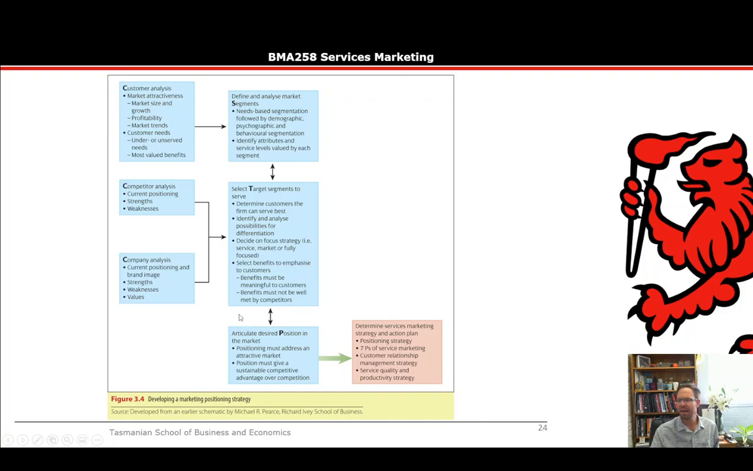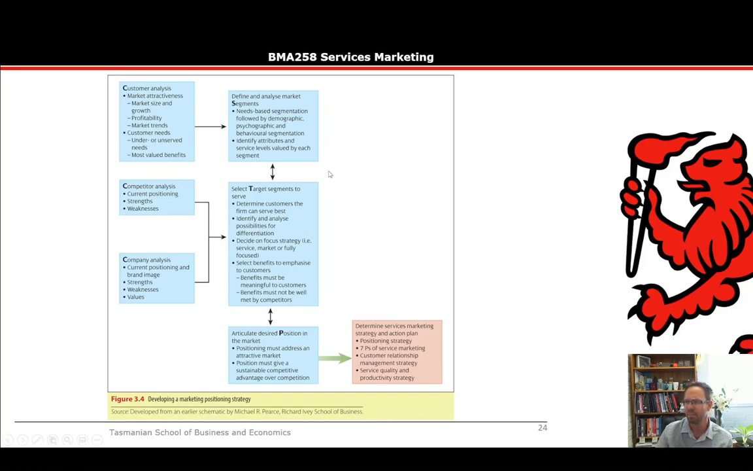Now we've got a model here about developing a marketing positioning strategy. It's just one model, but there's quite a lot of stuff in here. So we've got segmentation in the middle. I'm going to start in the middle because I like to be different. No, I think because this is the core. So in the middle we've got segmentation, we've got targeting, and we've got positioning, right? And this whole week is focused on positioning. So this is the guts, the core of this model.